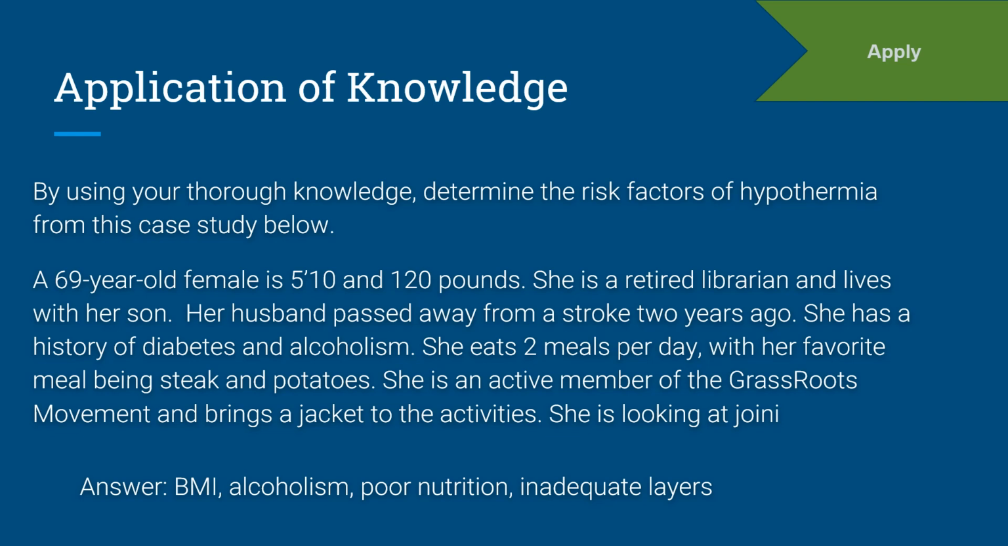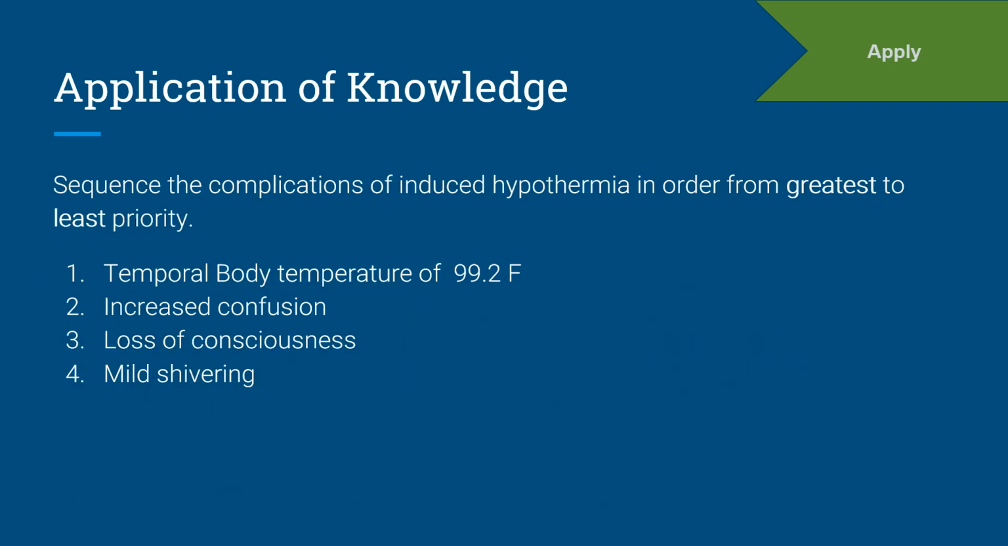Her BMI would be the height to weight comparison. She would be underweight. She does not seem to have very good nutrition, mainly eating steak and potatoes. That's going to lack a lot of vitamins and minerals and calcium and a lot of foods that she would need for her age. She said she just brings a jacket, which that might not be adequate enough. And so she has some ways that she can improve her risk factors to decrease her chances of hypothermia.